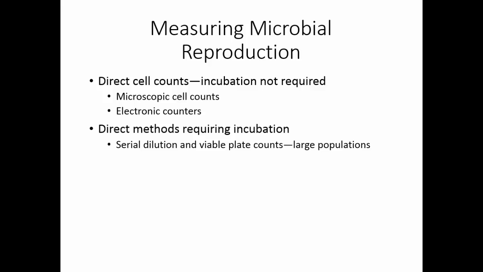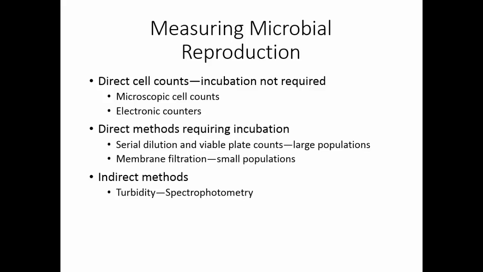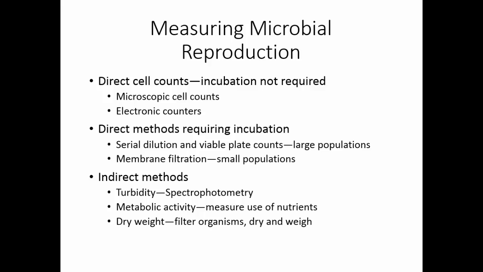This is particularly helpful if you have a large population of microorganisms that you want to study. Membrane filtration is good if you have a small population of organisms in the media. You simply filter the solution and then culture the filter and see how many colonies are produced. There are indirect methods. One is turbidity. You can measure this in a spectrophotometer to see how many organisms are present. You can measure the use of nutrients out of a culture and base it on metabolic activity. You can filter the organisms, dry them, and weigh them, and calculate the approximate number of cells that are present.